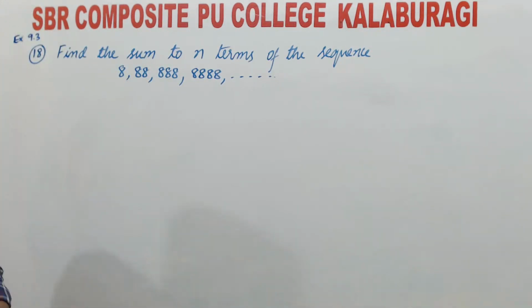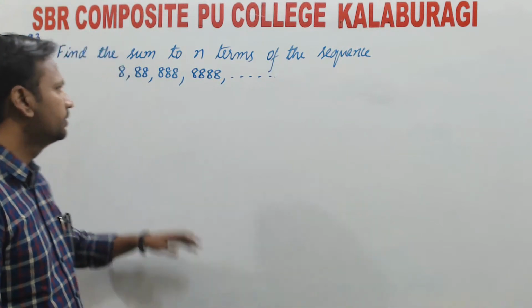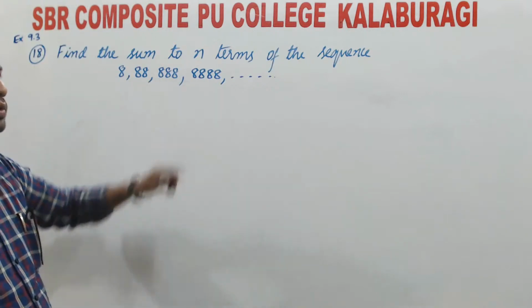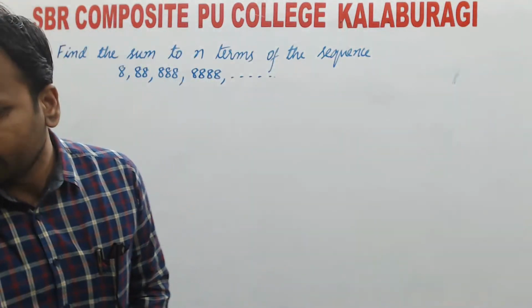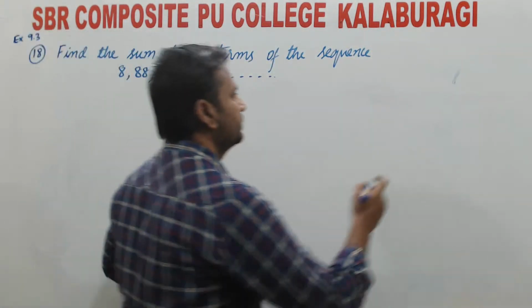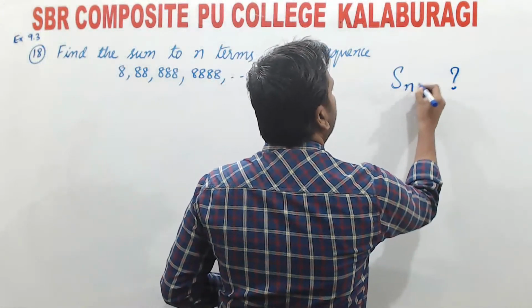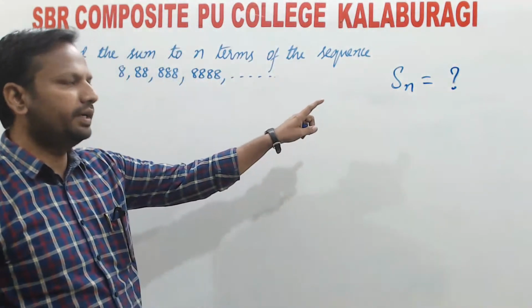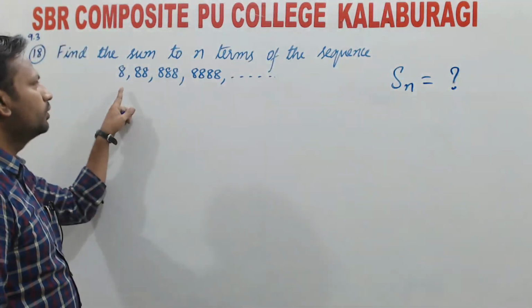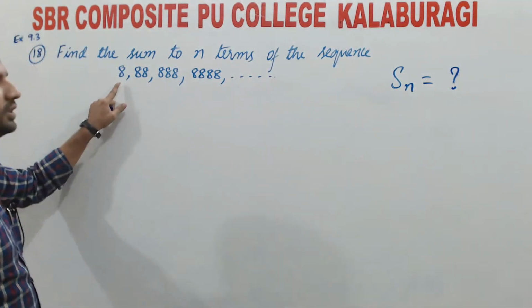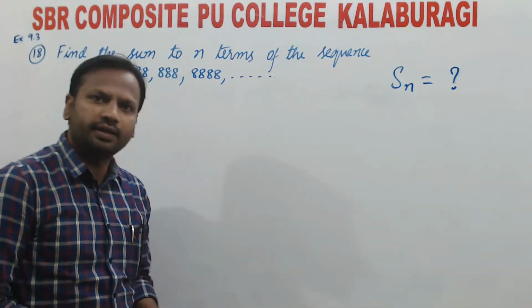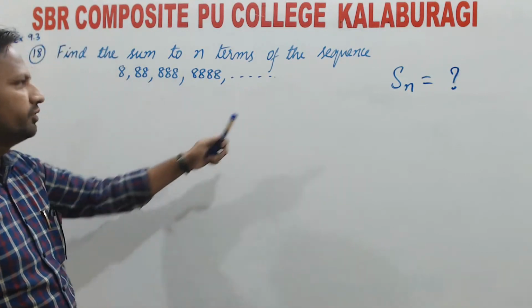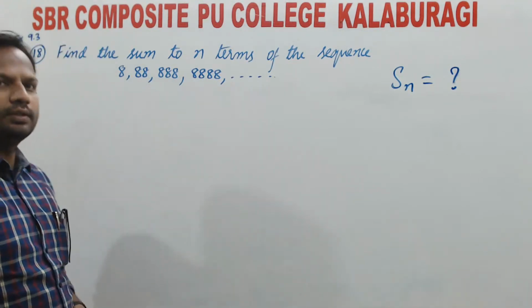So what is the 18th problem here? Find the sum to n terms of the sequence. That means they are asking us to find Sn. They have given the particular sequence in this format: 8, 88, 888, 8888, and so on. Right? So to find Sn, firstly let us look at the sequence here.